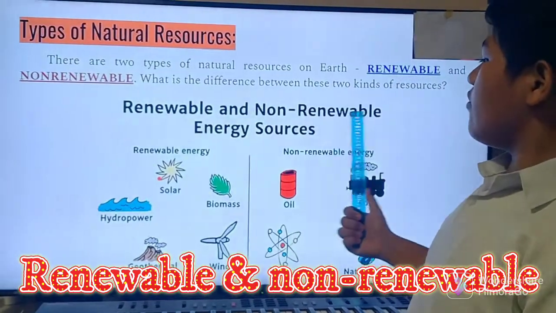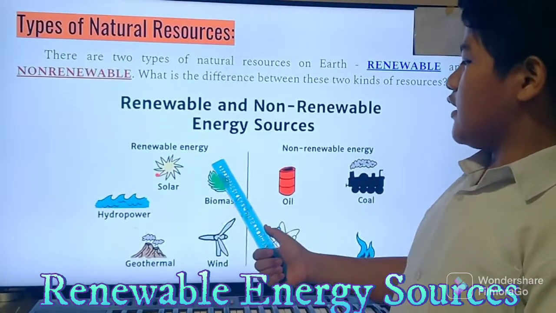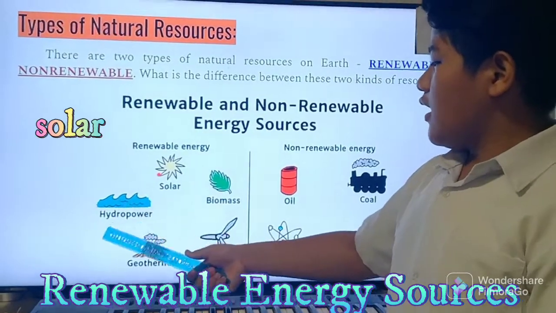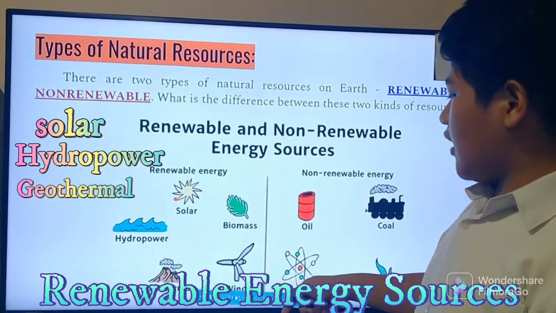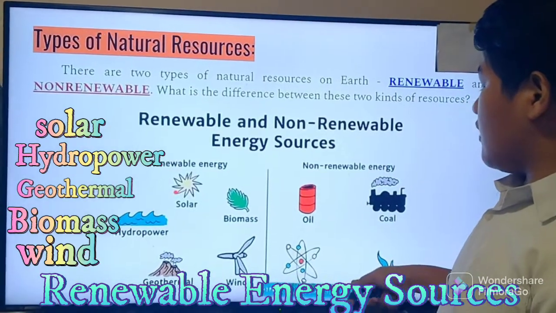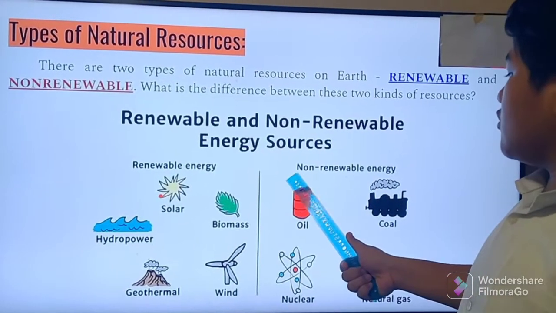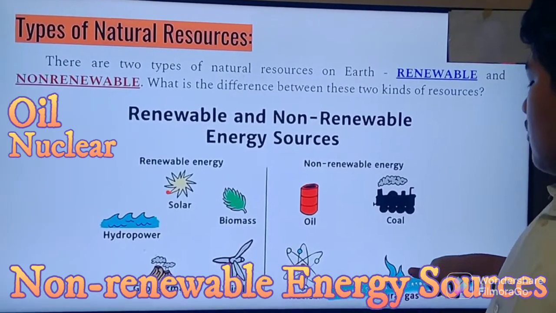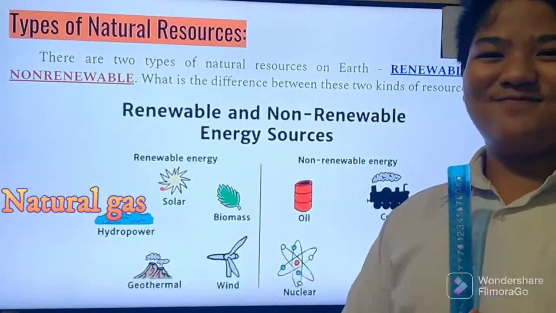Renewable and non-renewable energy resources. We have here the renewable energy. The examples of renewable energy are solar, hydropower, geothermal, biomass, and wind. And here are the examples of non-renewable energy: oil, nuclear, coal, and natural gas.